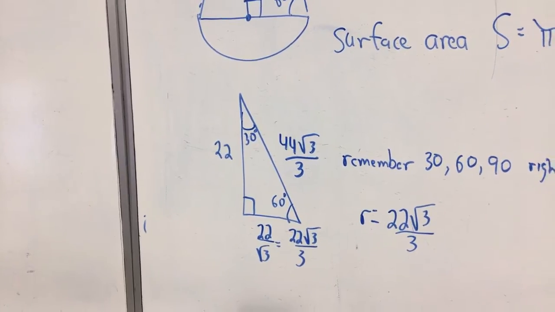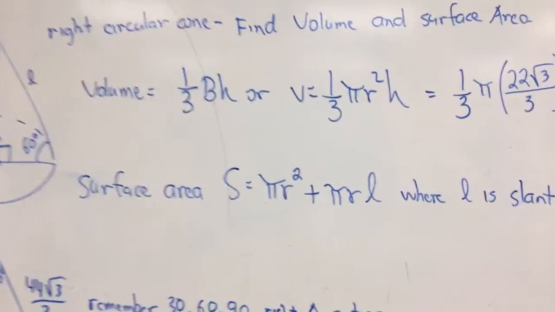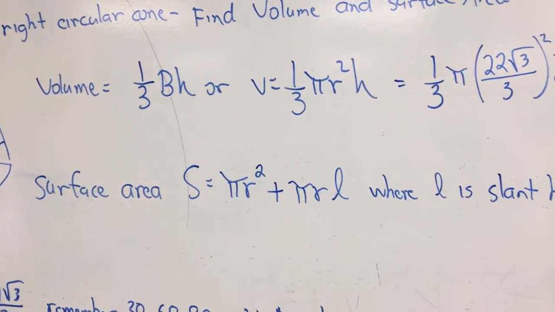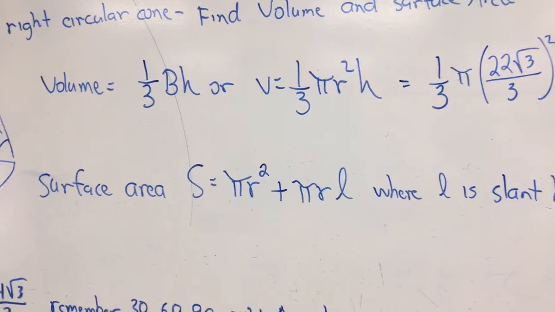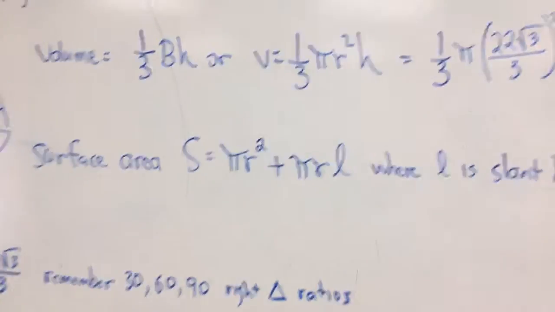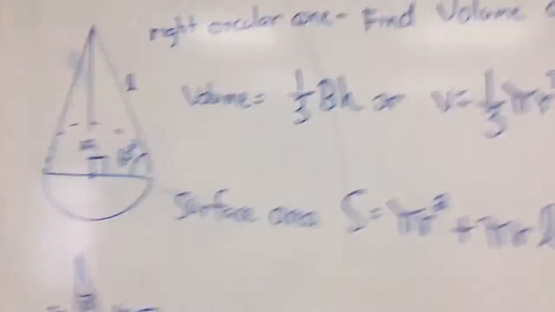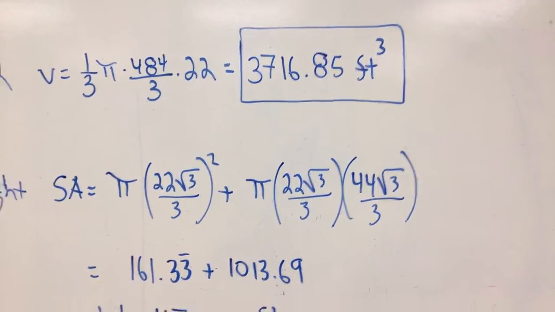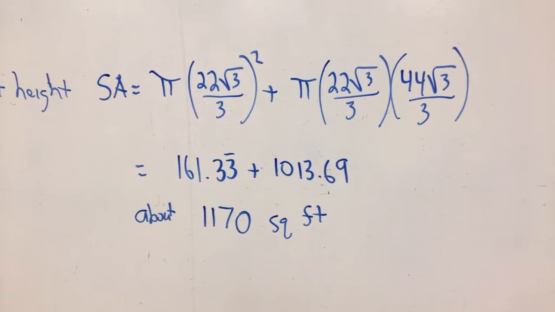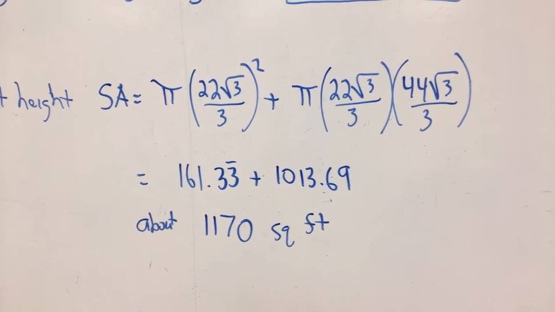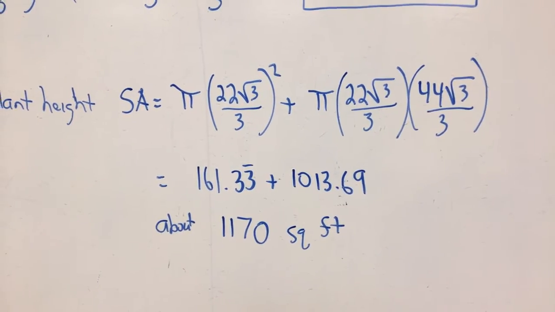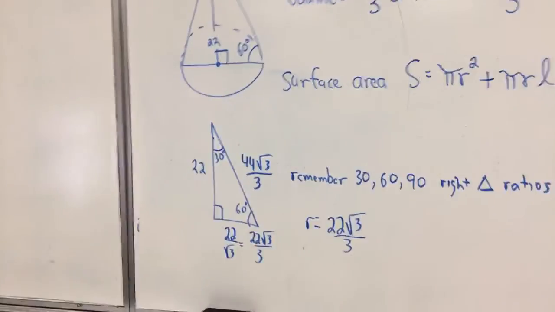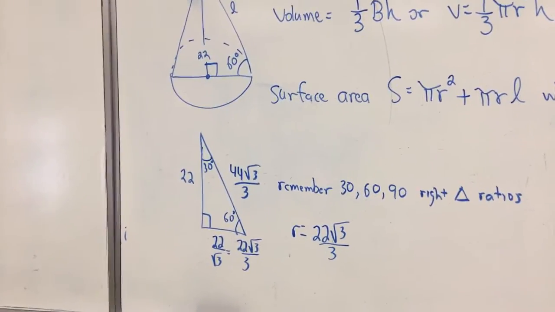Now the surface area is the base plus the area of the cone itself, and that is pi r L, where L is the slant height. L, in this case, is the hypotenuse of our 30, 60, 90 triangle. So you plug all that in there, and you get about 1,170 square feet, like 1,170.2. Now that's how you do this. We're able to do that because we know the rules of a 30, 60, 90 triangle.